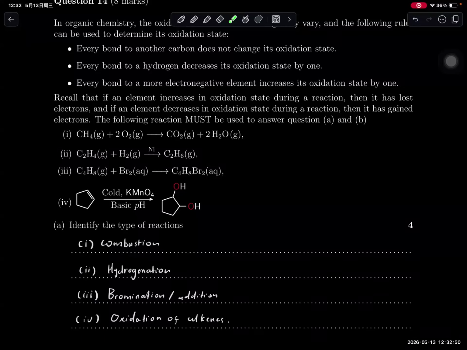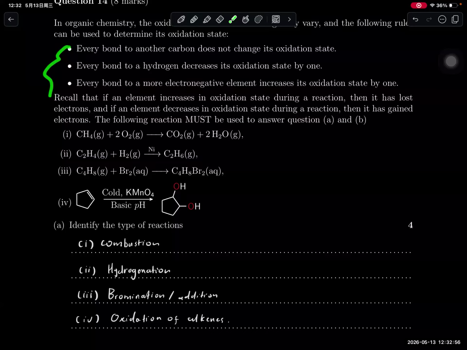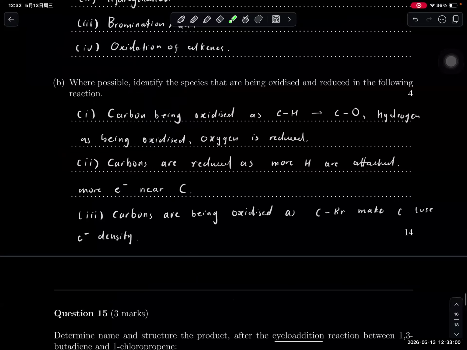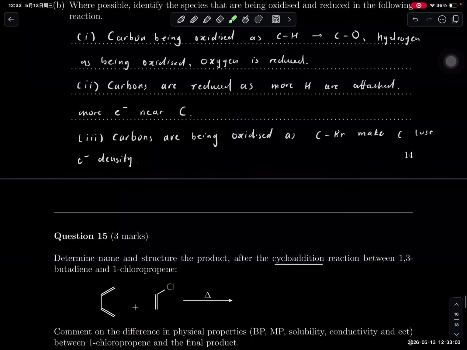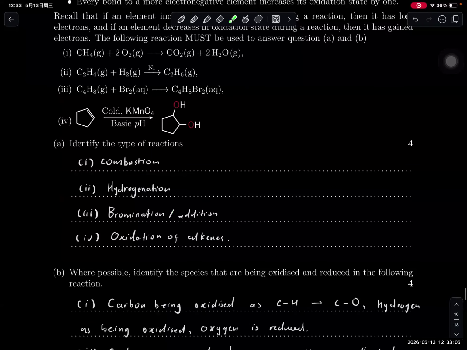Okay, and then we have 4 reactions here, and we have some rules given, and just based on those rules, we can determine this. We will have a look at this, especially when we talk about alcohol oxidations in the future.